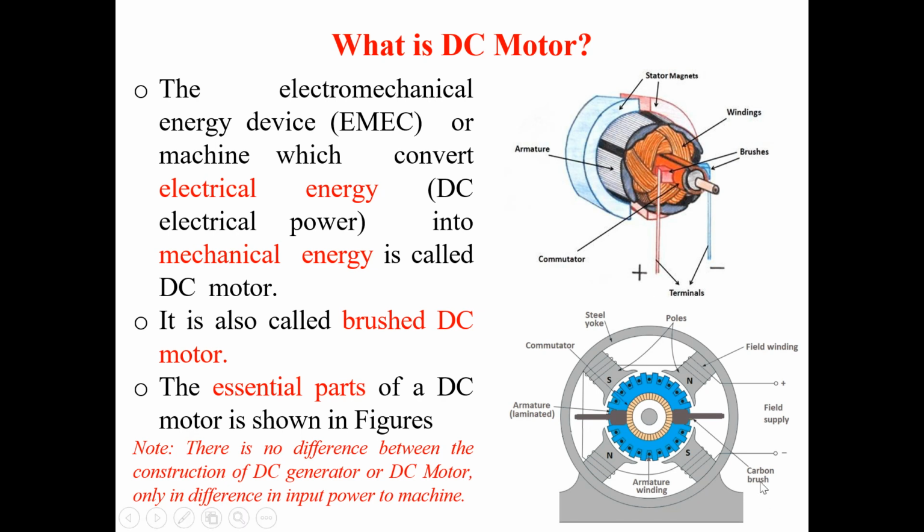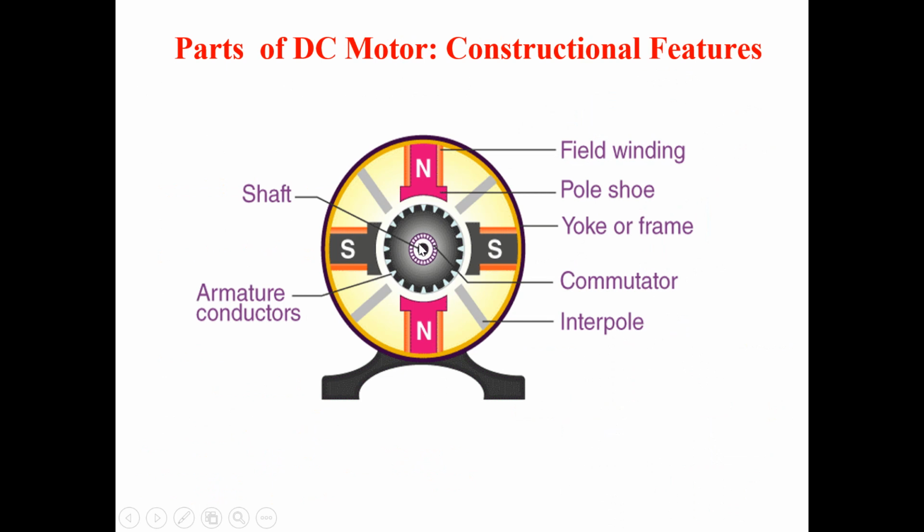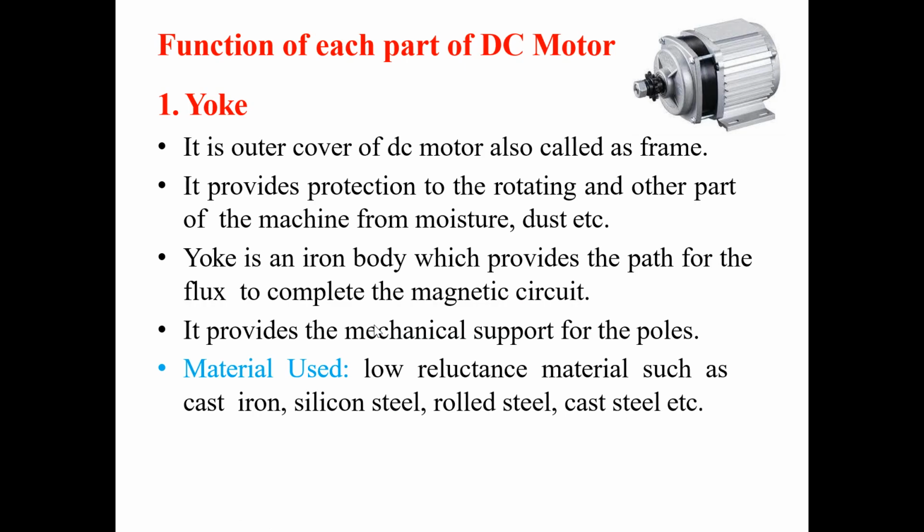In case of a motor, the process is reversible. That means input power is given through these brushes to the commutator. The commutator converts this input DC into AC, which flows through the conductor. Then the conductors are under the influence of a magnetic field, as a result of which torque is developed and the motor will rotate. So this is the basic outline of power flow in a DC motor.